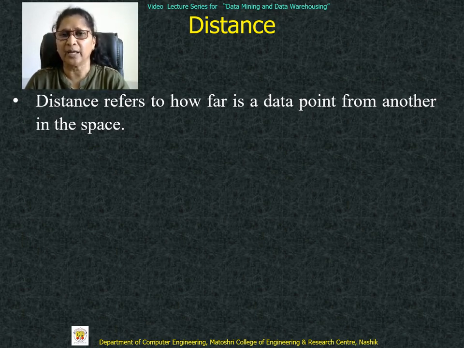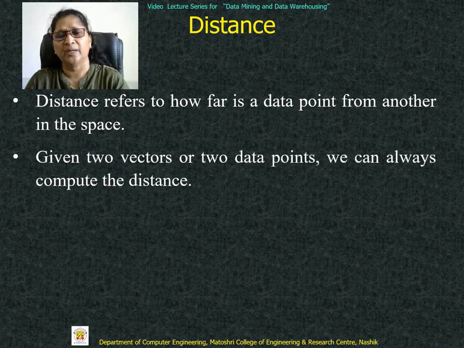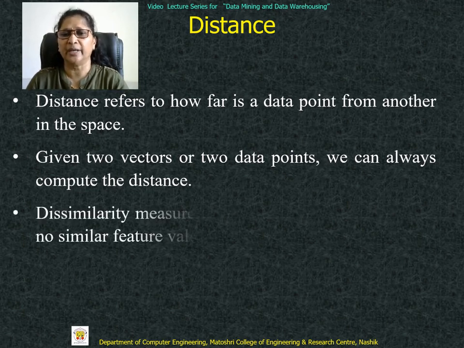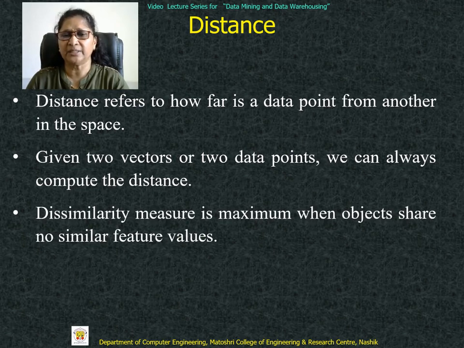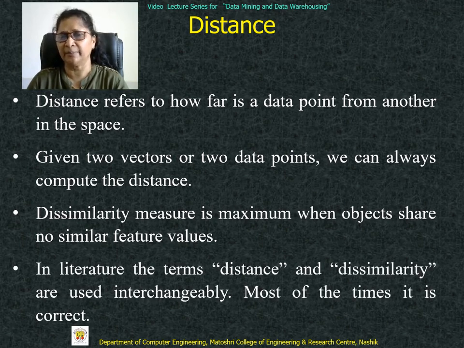Before discussing how to calculate the distance between any two vectors, let us revise the term distance in brief. Distance refers to how far a data point is from another in space. We have also referred to data points as vectors, which are defined with attributes that we call features, and we can always compute the distance between any two vectors. Dissimilarity measure is maximum when objects share no similar feature values, and minimum when objects share most of the similar feature values. The literature also refers to distance and dissimilarity interchangeably. Most of the time it is correct too.